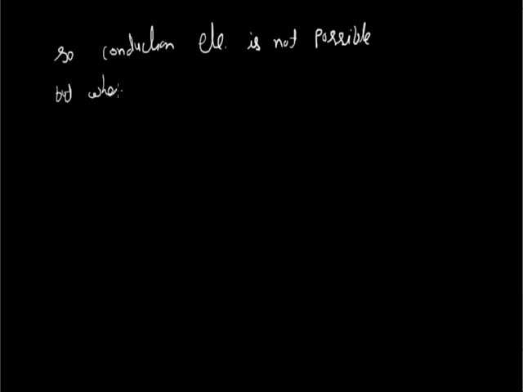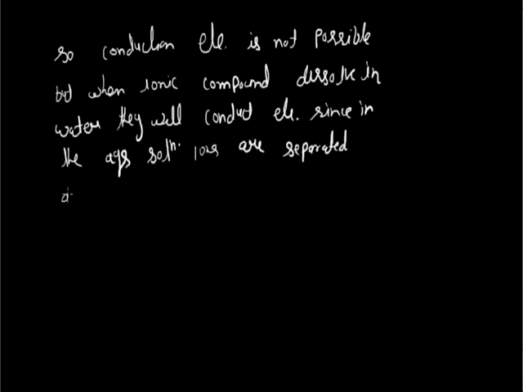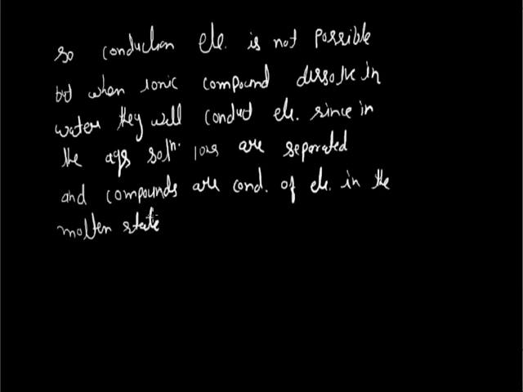But when an ionic compound dissolves in water, it will conduct electricity, since in the aqueous solution ions are separated. Also, ionic compounds are conductors of electricity in the molten or fused state. Molten or fused state means heating of the ionic compounds. When ionic compounds are heated, the force of attraction between the ions is lost and the kinetic energy of the ions increases. That's why in the molten or fused state, ions become free. So that's why they conduct electricity in the molten or fused state.